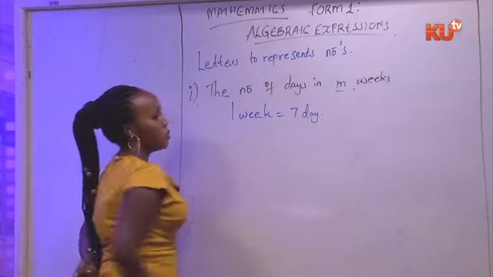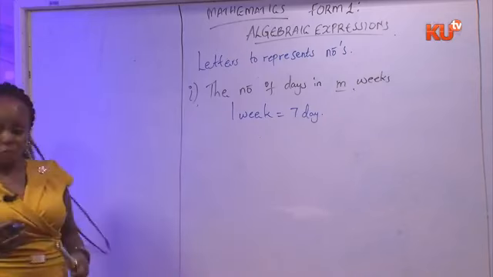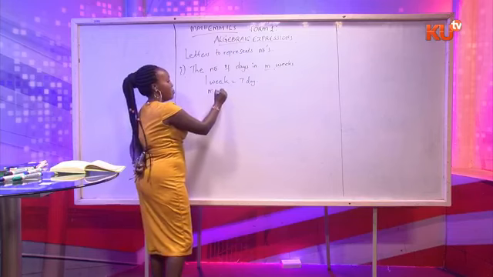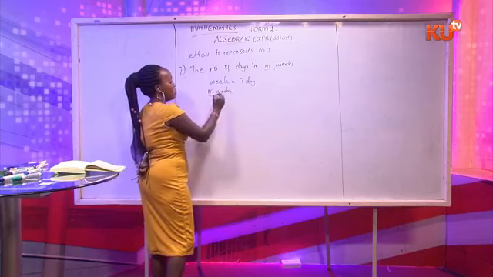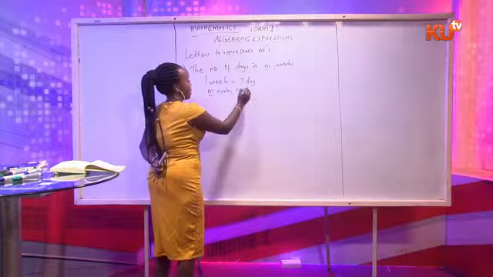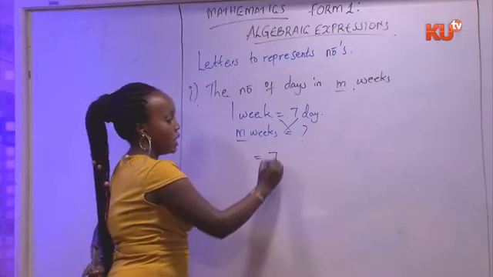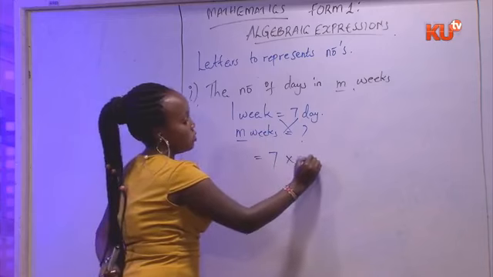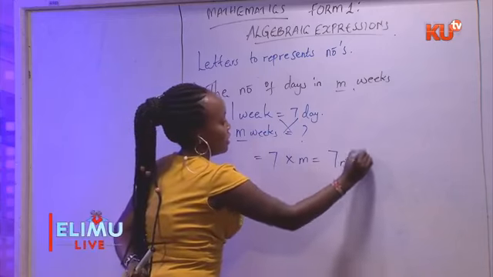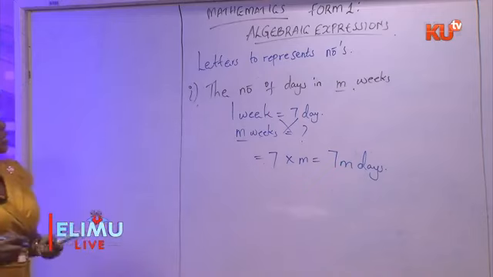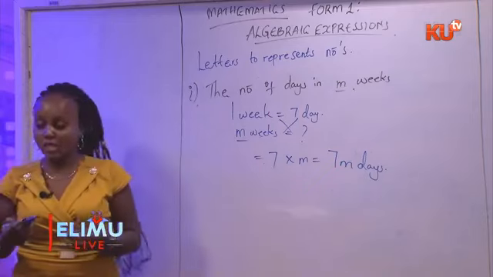So if we are supposed to find the number of days in M weeks, we are going to ask ourselves, what about M weeks? Whereby we just do not know what M represents. So we cross multiply, whereby this will be given by 7 multiplied by M, which will be given by 7M days. So this is just an example of how we represent a certain statement using letters.